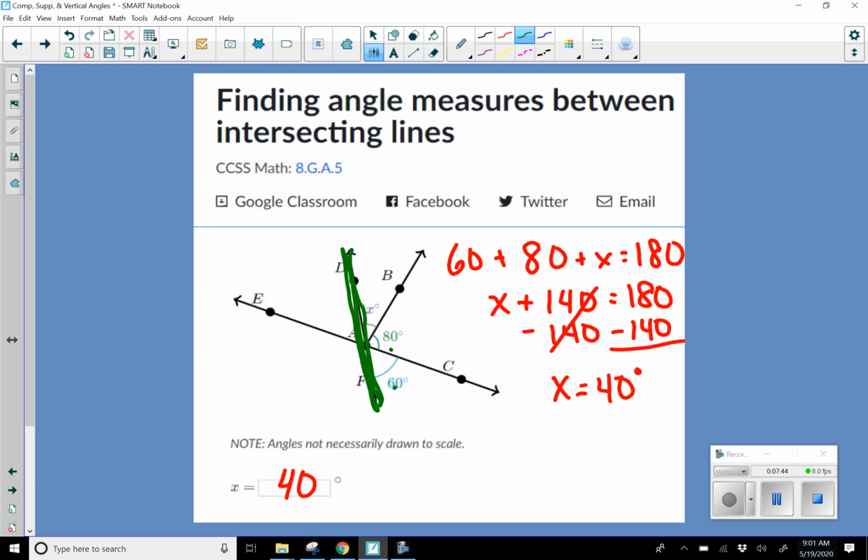As you can see over to the right, I've set up an algebraic equation. I've added 60 plus 80 plus x to equal 180. 60 and 80 is 140, so x plus 140 equals 180. And then when I subtract 140 on both sides, I end up with x equals 40 degrees.